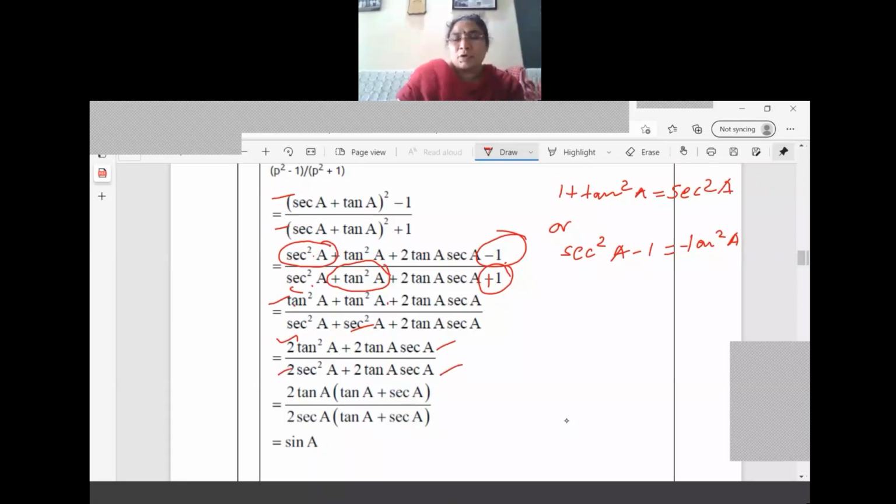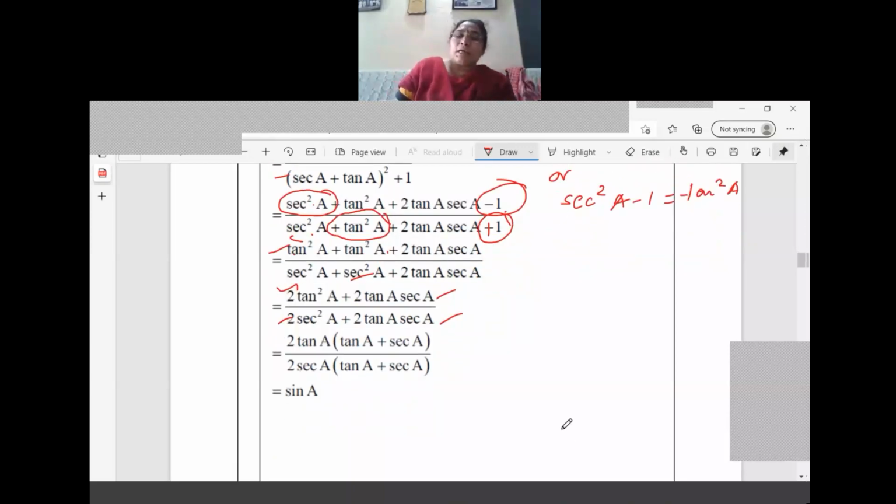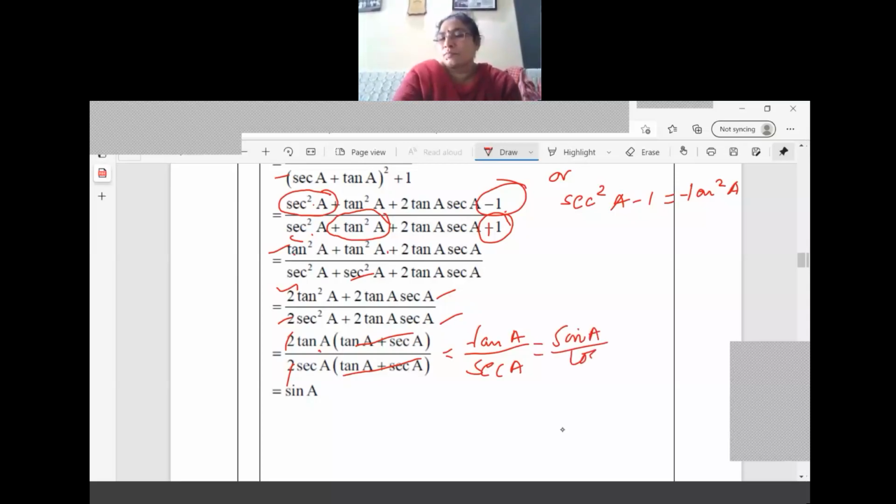We cannot cancel now, you already know that, because an addition sign is in between. So what should we do? We should take the common factor. So 2 already cancels. Now what is common here? Tan A plus sec A, the bracket you will get the same in the numerator as well as in the denominator. So what is remaining here? Tan A by sec A is remaining. What is tan A? Sin A by cos A. And sec A is 1 by cos A. So finally, what is the answer? We are getting sin A.